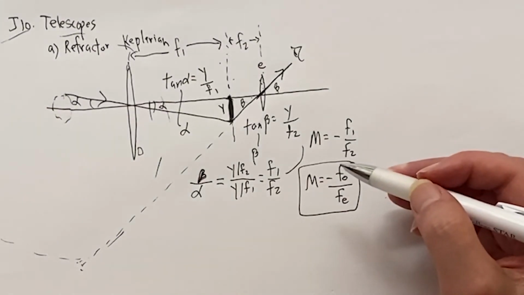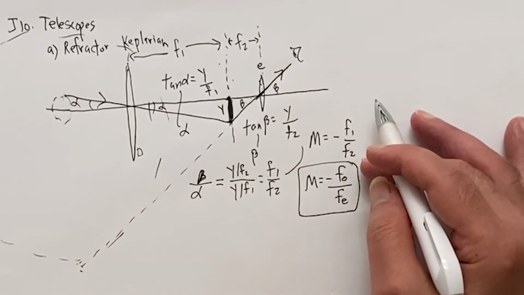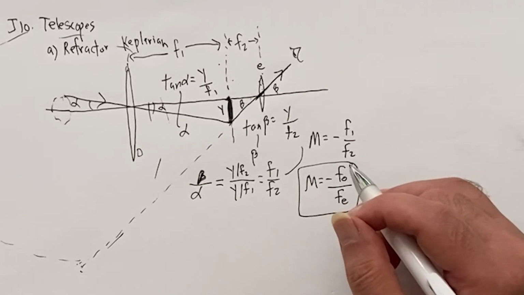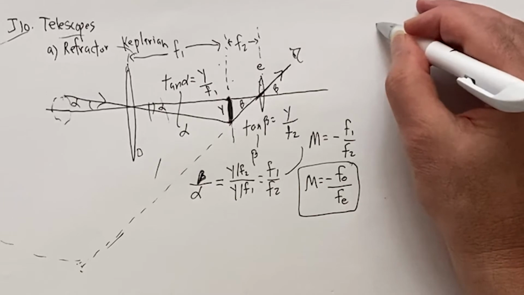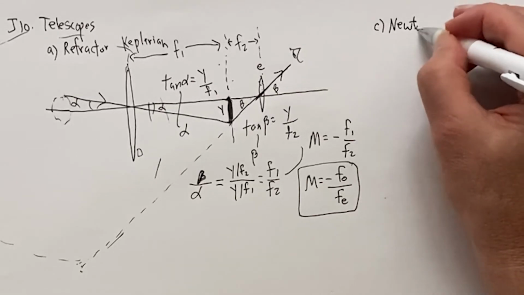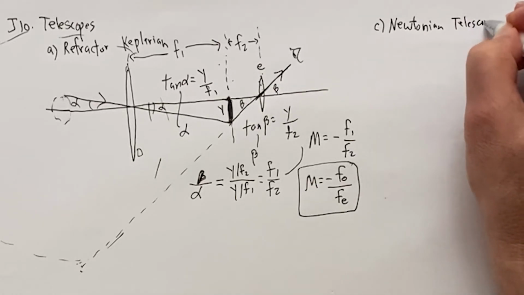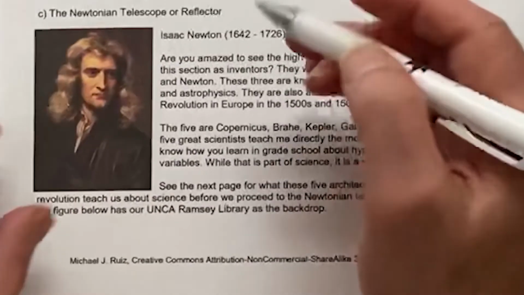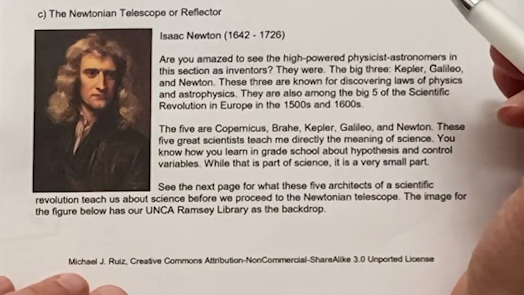Are you amazed how these scientists, who we normally think of as physicists or astronomers or astrophysicists, were inventors? Kepler worked at making telescopes, Galileo too, and Sir Isaac Newton. So we have the Newtonian telescope. There he is. So let's look at this.